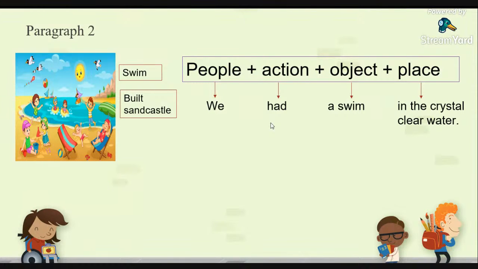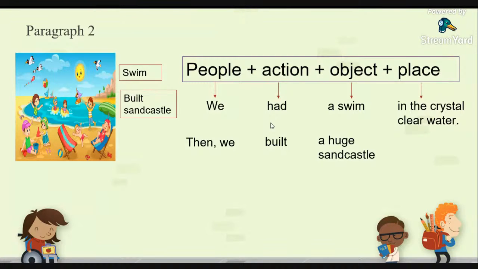For this one picture, tak semestinya satu gambar satu ayat. We can have more than one sentence. Okay. Let's try to do second sentence. Build sandcastle. Okay. Who are the people involved? Again, we. Then we. Or maybe you can say then my sister and I. Or my brother and I. Okay, boleh juga. We. Do what? We build. Okay, kita bina. Build tu bina.